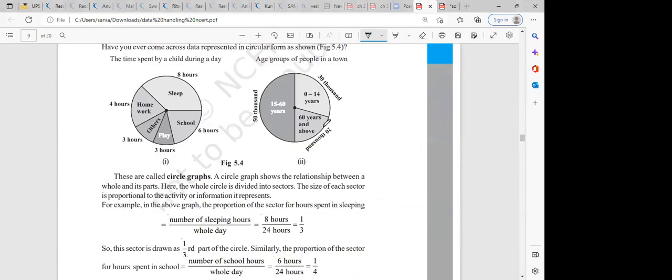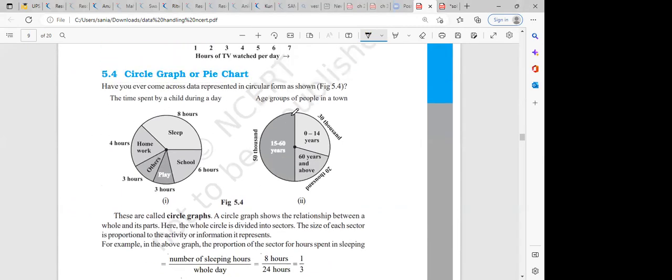Okay. So now let's just start with the pie diagram. Ma'am, what is a pie diagram? For this you need a compass and a protractor. Compass and protractor, and the scale, obviously. But if you have a protractor, you can use it.